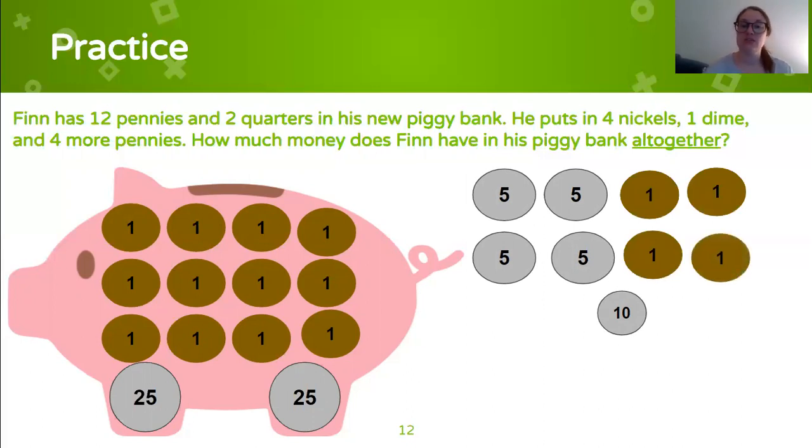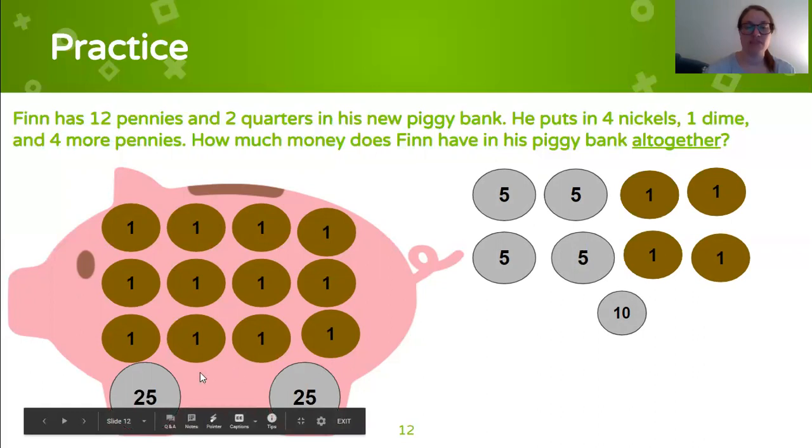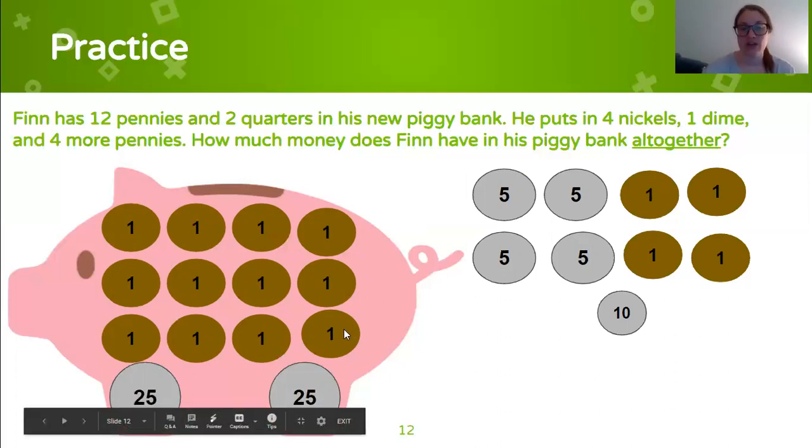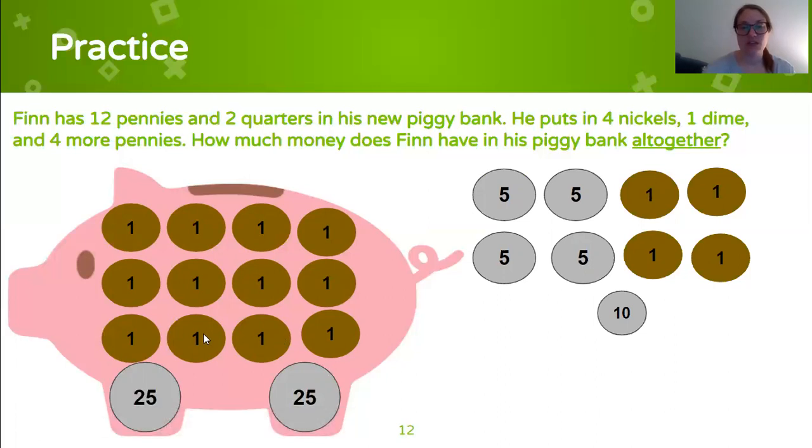Okay, so we have to work on adding up how much Finn already has in the piggy bank and how much he's going to put in. So let's go ahead and look at our piggy bank. 25 and 25. If you have 2 quarters, that makes 50 cents. Now we're going to add on 51, 52, 53, 54, 55, 56, 57, 58, 59, 60, 61, 62. So he's got 62 cents in the piggy bank.